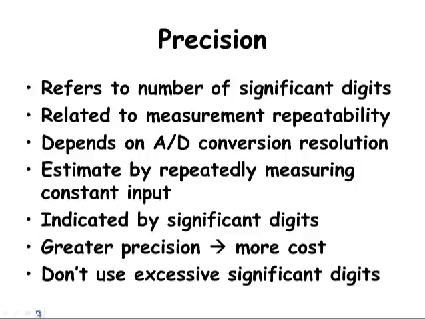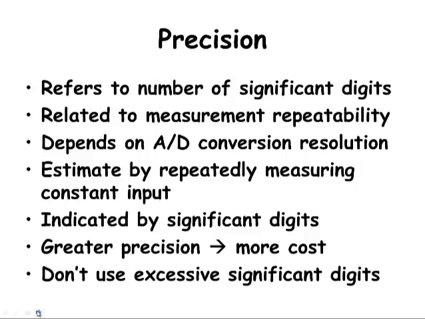That is very precise. Precision is also related to measurement repeatability, the ability of a sensor to repeat the same output for the same constant input. Precision also depends upon the A to D conversion resolution. Analog to digital conversion was covered in the first lab, and will be mentioned again in future labs. Precision can be estimated by repeatedly measuring a constant input. Precision is indicated by significant digits, which were talked about earlier.